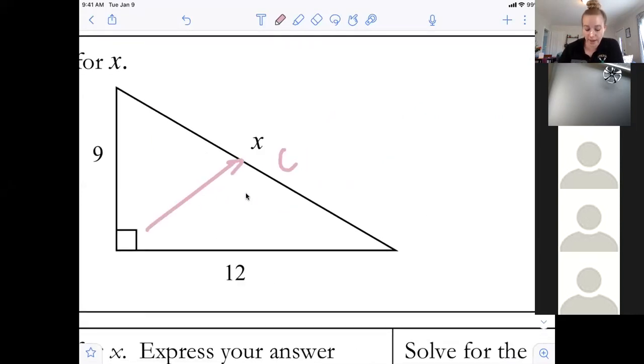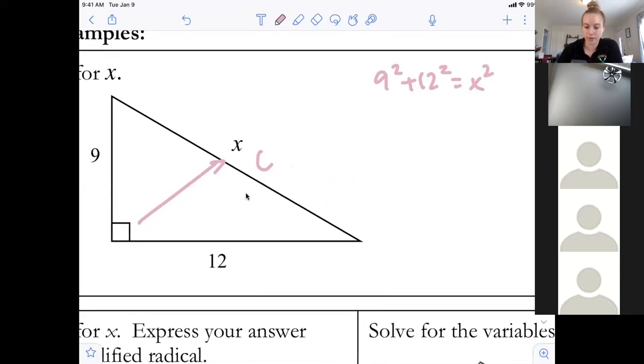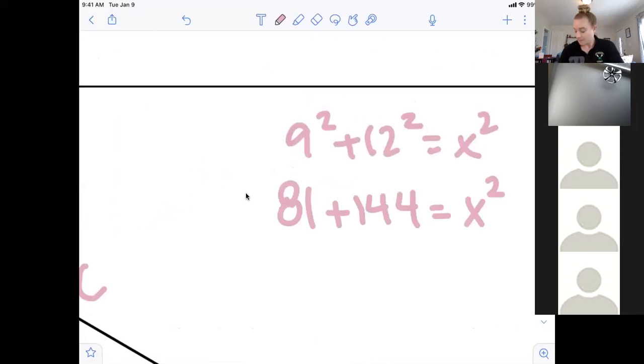9 and 12 just go together on one side of the equation. So I've got 9 squared plus 12 squared equals x squared. And again, it doesn't matter which order you put them in, because now we're going to square them and add them together. 9 squared is 81. 12 squared is 144 equals x squared. 81 plus 144 is 225.